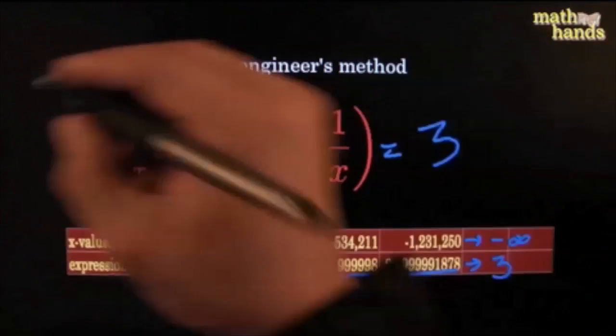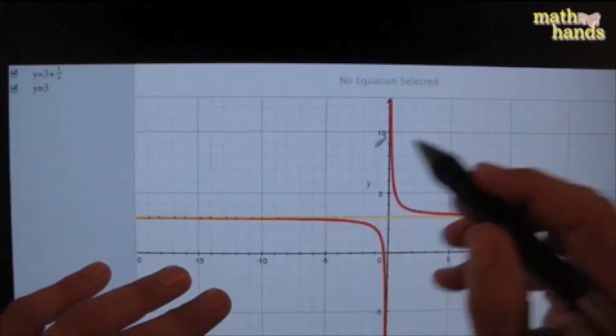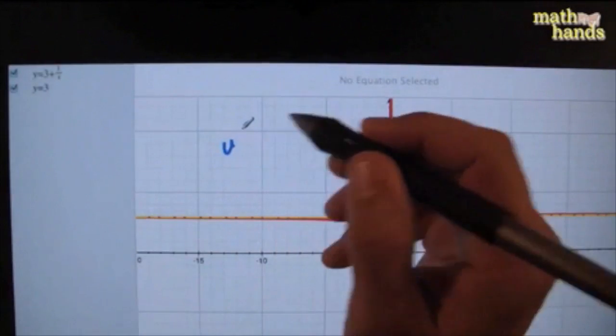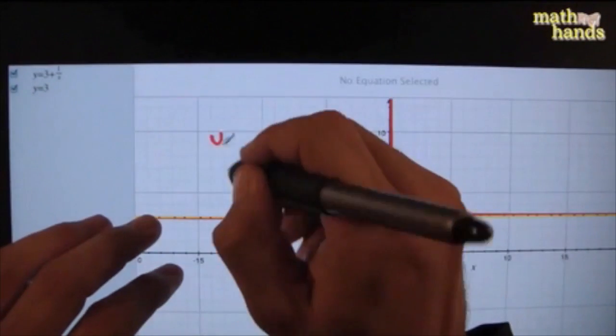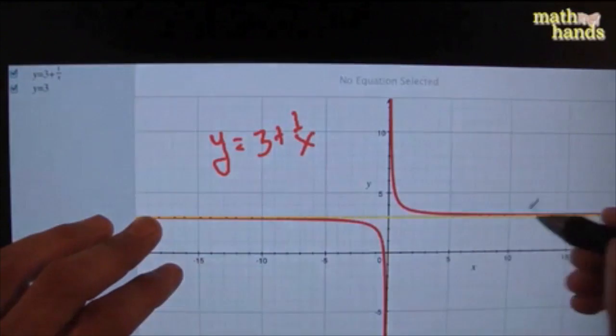Here's another way to do it. I said only two methods, but here's the beginning of a third method. If you could somehow plot the equation, I'll do it in red: y is equal to 3 plus 1 over x. This is the graph of it.